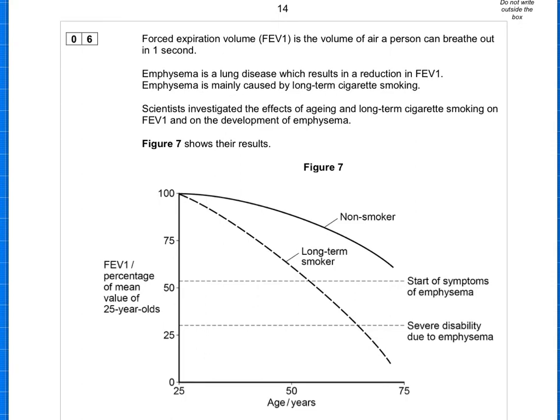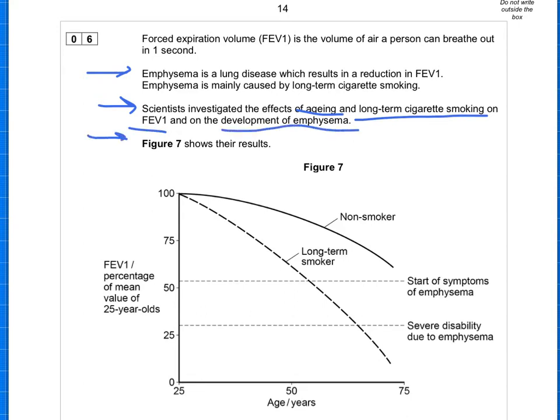Question number 6 talks about FEV1, which is forced expiratory volume: the volume of air a person can breathe out in 1 second. Then it talks about emphysema as a lung disease, and says scientists investigated the effect of aging and long-term cigarette smoking on FEV1 and the development of emphysema.